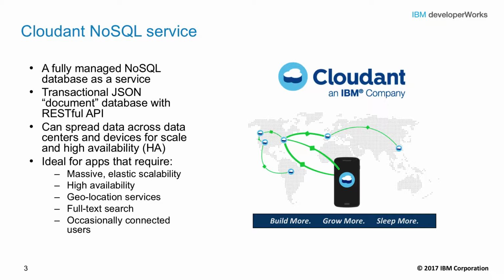It's got a RESTful API, which makes it easy to access from any language or platform. What makes it really unique is its ability to spread your data out across data centers and devices to scale bigger and deliver data non-stop. All this makes Cloudant a great fit for large or fast-growing mobile, web, and IoT apps.